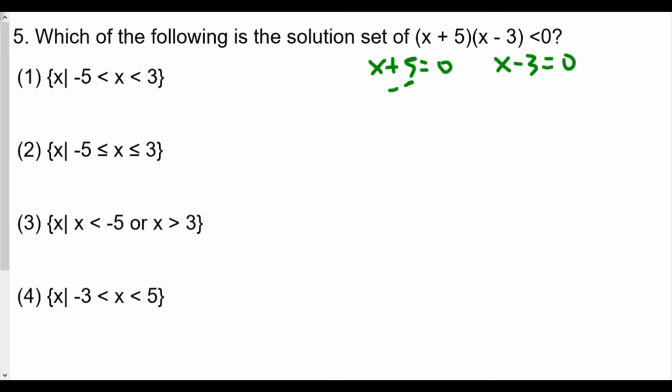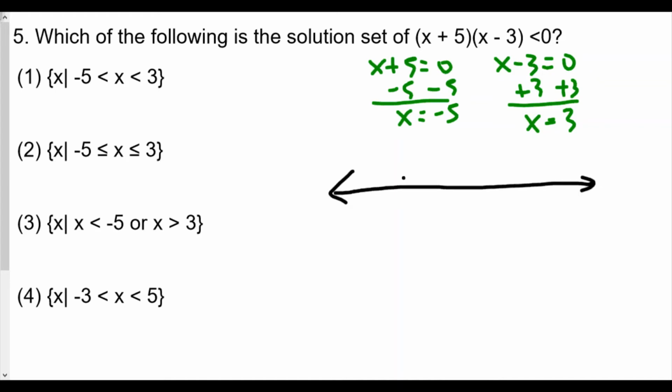So here we have subtracting 5 on both sides. x equals -5 is an important value. Add 3 to both sides. x equals 3 is an important value. We create a number line where -5 and 3 are the important values here, and we'll see we have 3 regions.